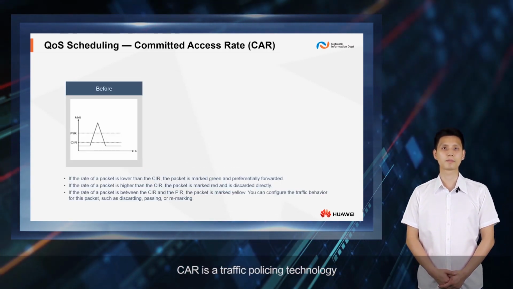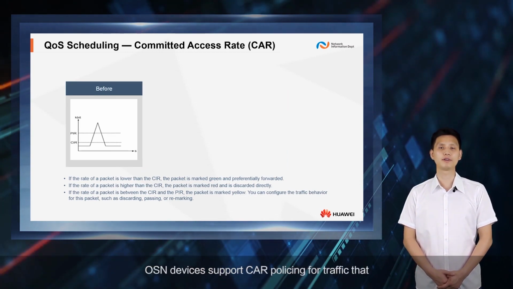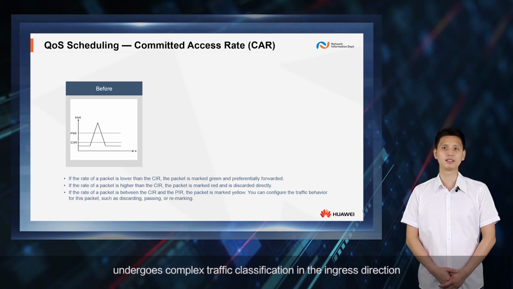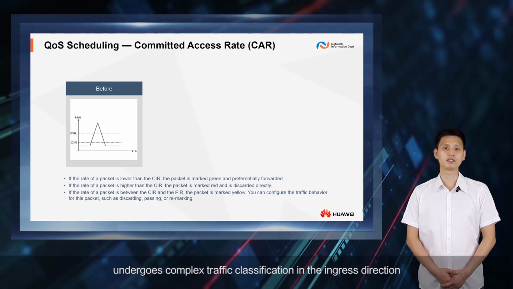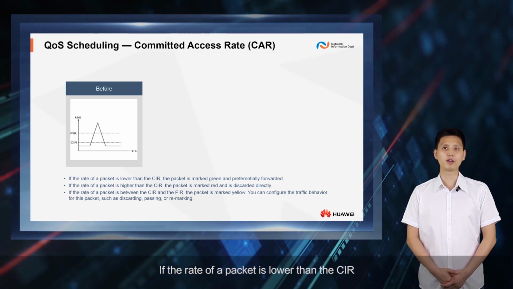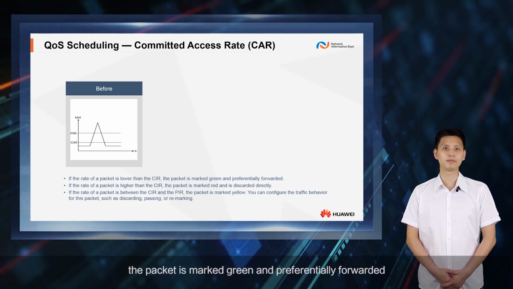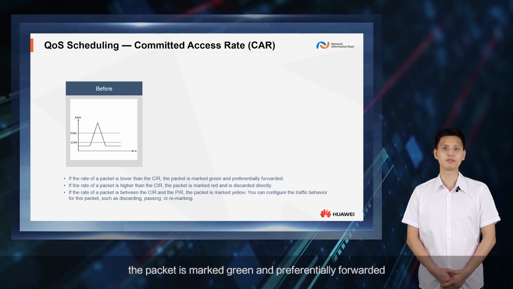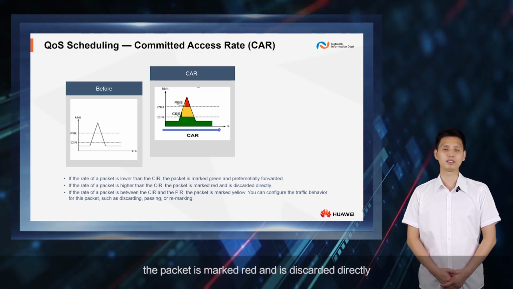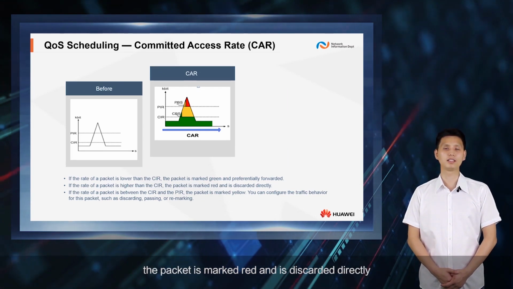CAR is a traffic policing technology. OSN devices support CAR policing for traffic that undergoes complex traffic classification in the ingress direction. If the rate of a packet is lower than the CIR, the packet is marked green and preferentially forwarded. If the rate of a packet is higher than the CIR, the packet is marked red and is discarded directly.